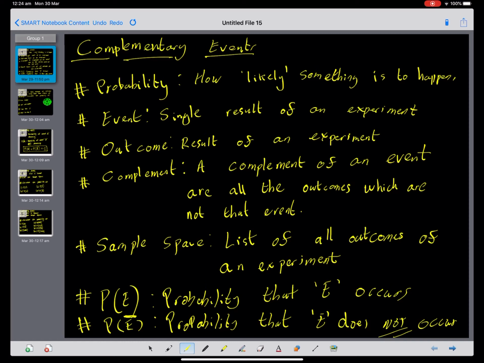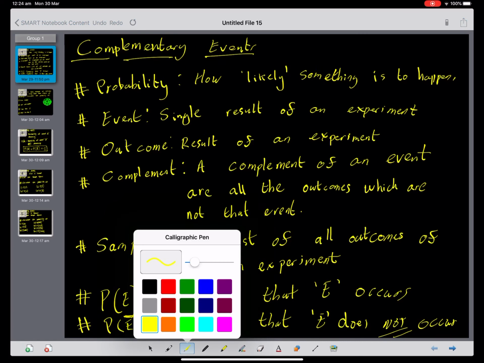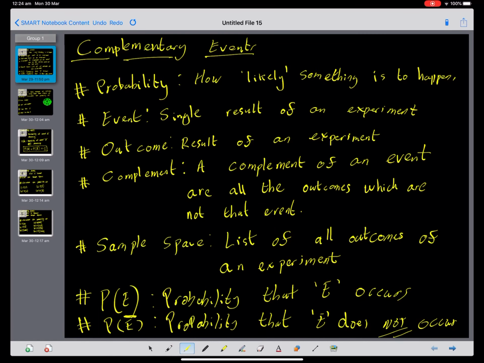I toss a coin, I get a head. Outcome is the result of an experiment, heads or tails. Complement of an event are all the outcomes which are not that event. So for example, the complement of tails, which is written with a little bar over the top, would be heads.